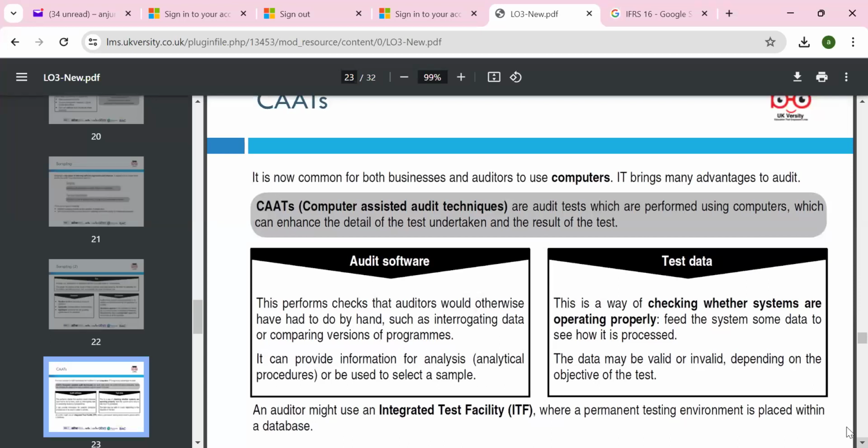So it is common in businesses. Computers and IT bring an advantage to the audit. Of course, we can use a lot of computer assisted audit techniques, where the audit tests are performed using the computer. We can say, match this transaction, round up the figures, and do a number of tests. Audit software performs the checks that otherwise would have had to be done by hand, interrogating the data and comparing versions of the program. It can provide the information.